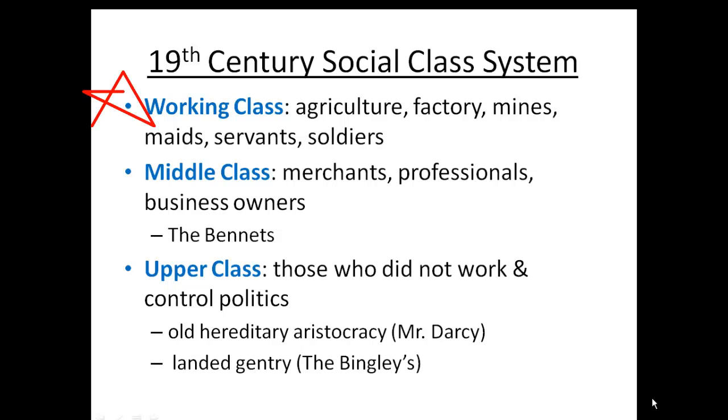The working class consisted of agricultural workers, factory workers, mine workers, maids, servants, housekeepers, and soldiers. The middle class consisted of merchants and professionals, as well as business owners. This is where the Bennets would fall into. The upper class consisted of the old hereditary aristocracy and the new landed gentry, who had come into money through commercial enterprise and ascended from the middle class. Members of the upper class did not work and frequently employed farmers to work their land. During Austen's time, the upper class controlled England's politics.